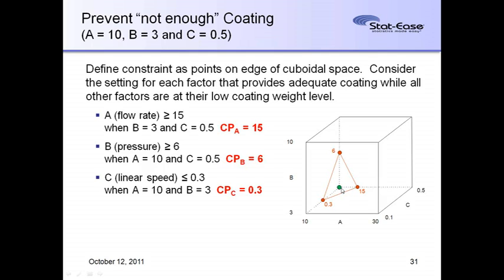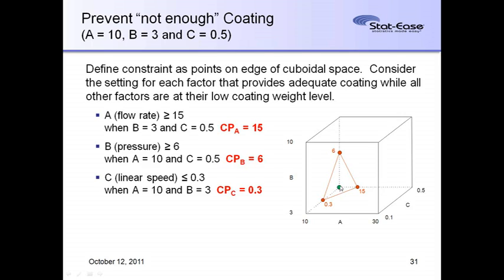And then what we can do is we can back off from that vertex and say, okay, when the pressure is low, the linear speed's high, then I have to have a flow rate of at least 15. So that defines a point along that axis. Likewise, when the other two are low, flow rate's low, linear speed's high, I can back off from that vertex, and I have to have a pressure greater than 6 before it'll work. So that defines another point along that axis of the cube.